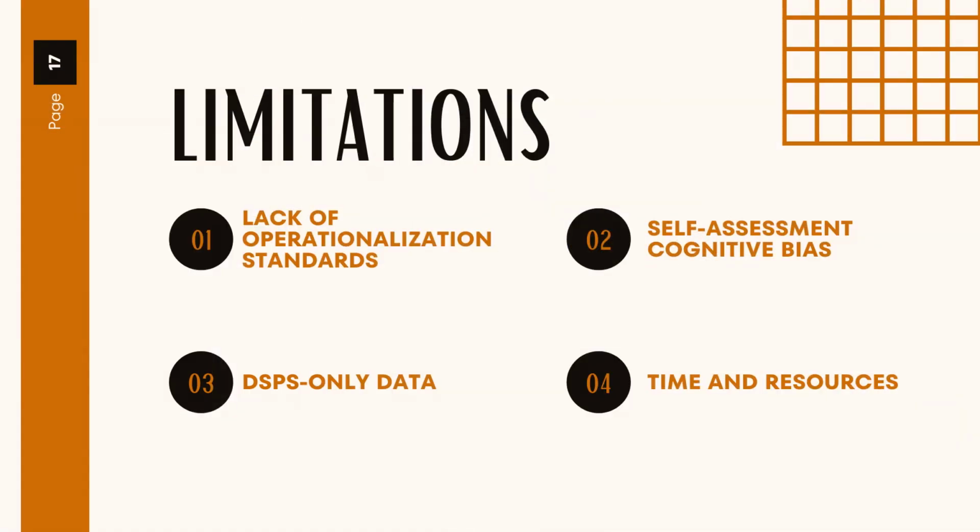So limitations of the study. First, there is no operationalization standards for UDL, and this is a kind of a known issue. It's inherently complex with its conceptual mapping, and there's a lot of mixed interpretations about what UDL means and how to implement it. Secondly, the self-assessment cognitive bias, that definitely played a part in the results that I received in the study. Third, the study only uses DSPS data that relates to our ARC program, which serves only students with disabilities.